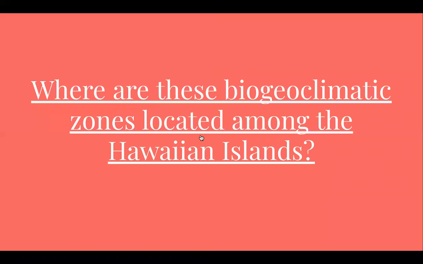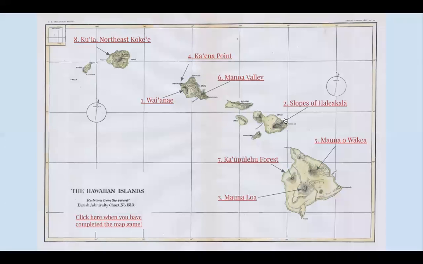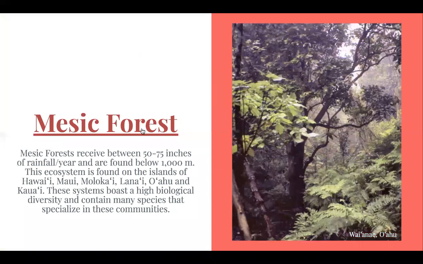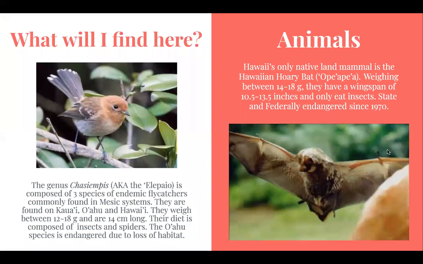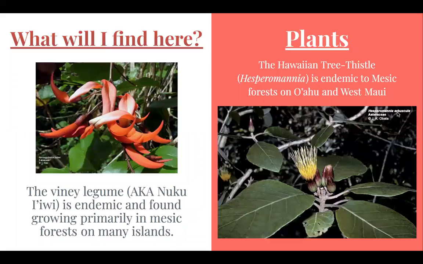So where are these biogeoclimatic zones located among the Hawaiian Islands? So we created this little map that we were hoping that our audience can interact with and guess what kind of biogeoclimatic zones are located in these areas. So if you were to click Kuia on Northeast Koke'e, it will bring you to the mesic forest description, and you can proceed in these slides and we'll describe some animals and some plants.